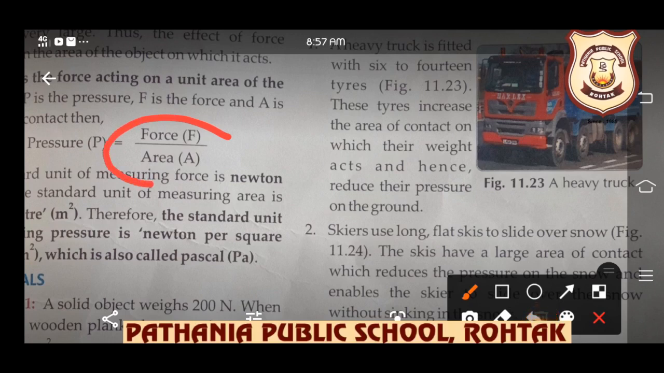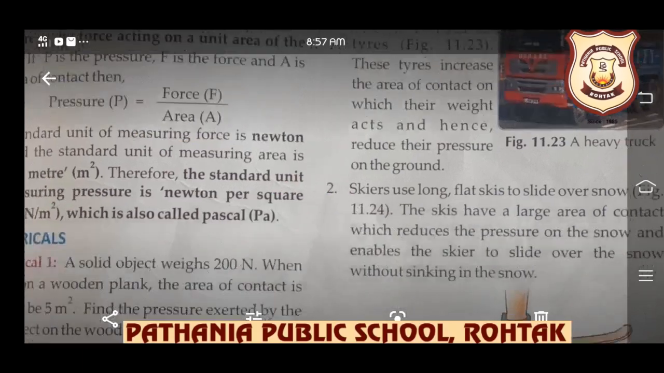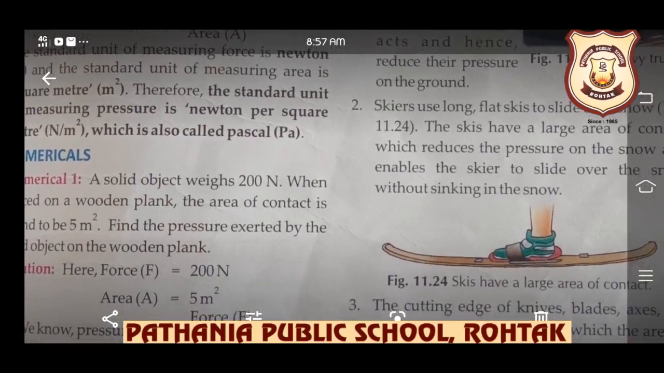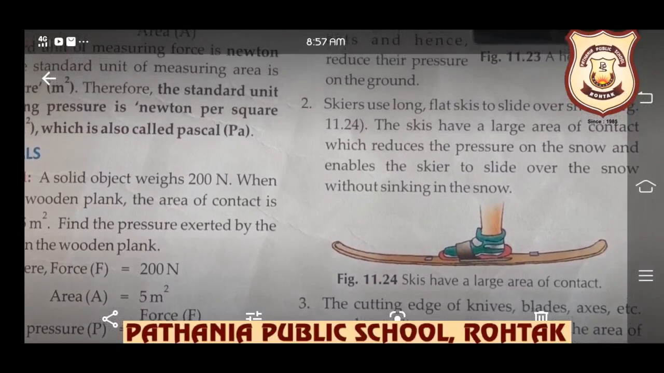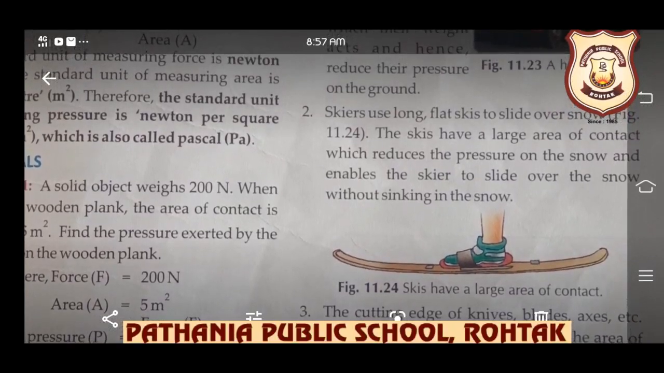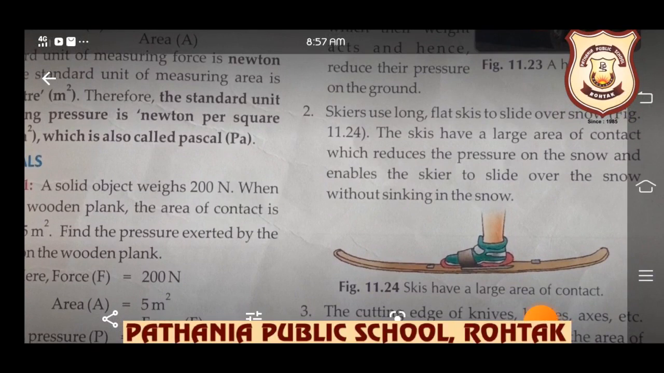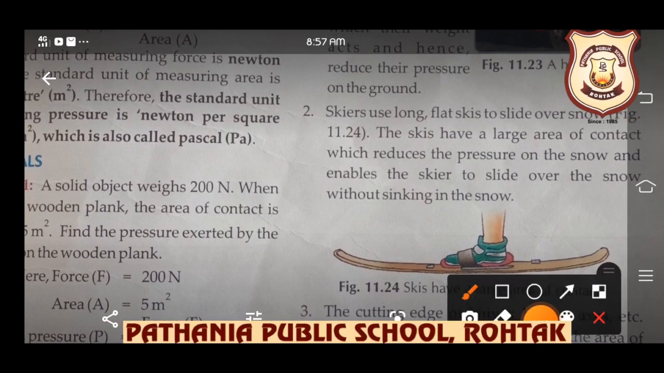Now moving on to the second application, it is skiers. Skiers use long flat skis to slide over snow. What is the reason for these long skis? See beta, we can see these skis are very long. ये देखो कितना लंबा है ये, है ना? The reason is that the more the area of contact, the less the pressure on the snow, and it enables the skier to slide over the snow without sinking. Sinking का मतलब होता है उसमें imbibed हो जाना, स्नो के अंदर नहीं जाता वो.